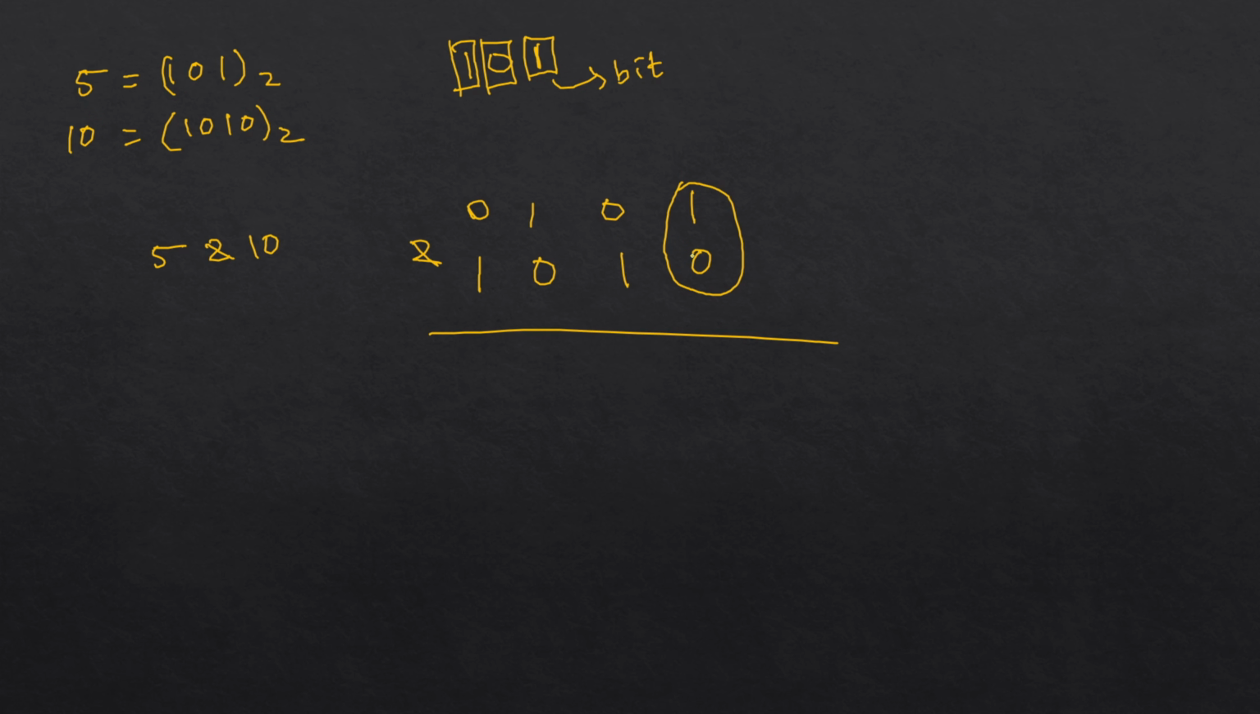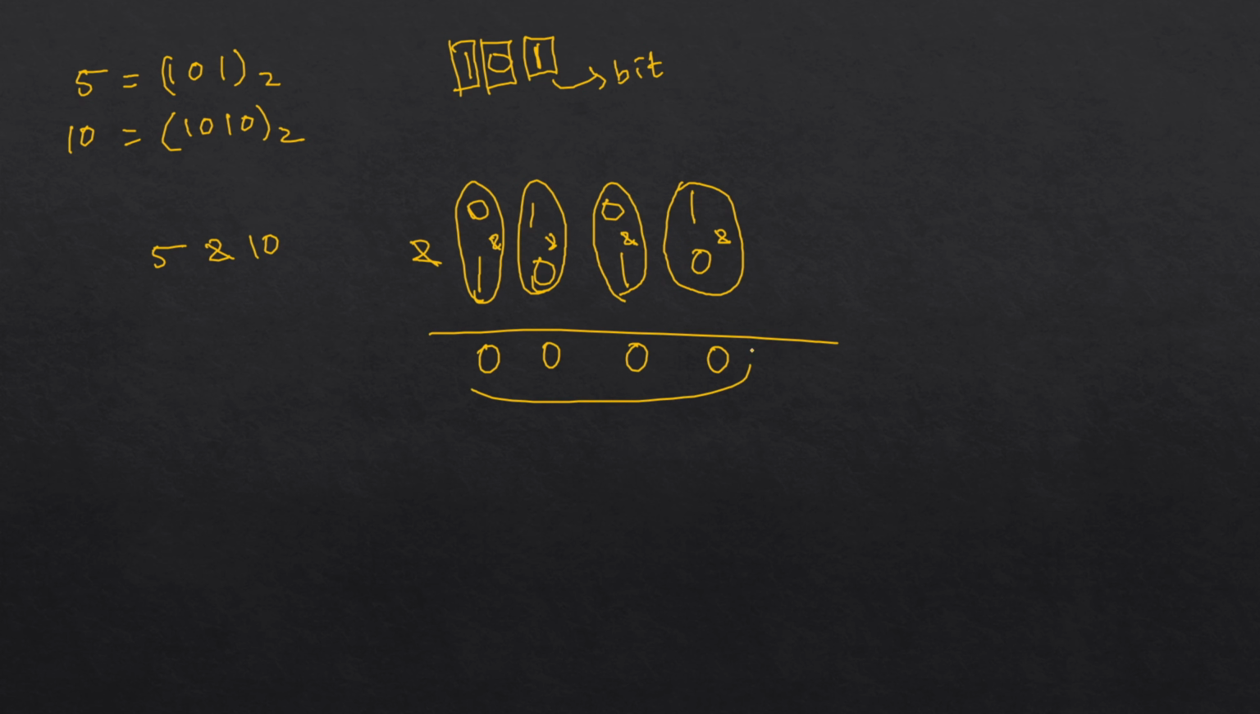So 1 and 0 we have already seen in logical operators. True and false will give you the result as false. Here 1 means true, 0 means false. So 1 and 0 will give you the result as 0. Similarly 0 and 1 will give you 0, and 1 and 0 will give you 0, and 0 and 1 will give you 0. So you will get 0 as the result. So when we do 5 and 10, we'll get 0 as a result.